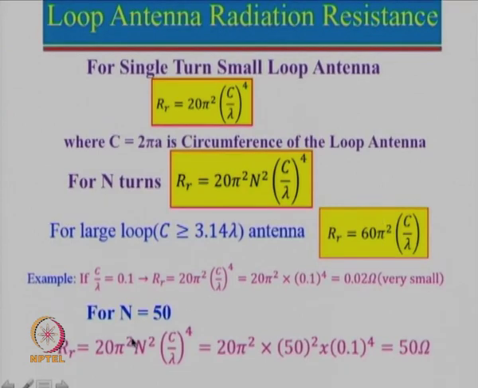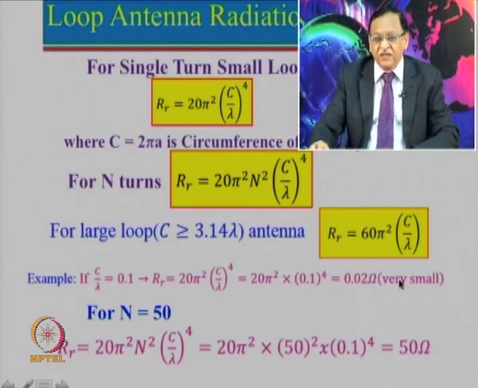So let us just take an example. Here the example we have taken is C by lambda is 0.1. If we now substitute this value over here, what we get is 0.02 ohm. Now you know that this is a very, very small impedance. If we try to feed this with a 50 ohm coaxial feed, it will result in a large mismatch, and most of the power will be reflected back, very little power will be transmitted.